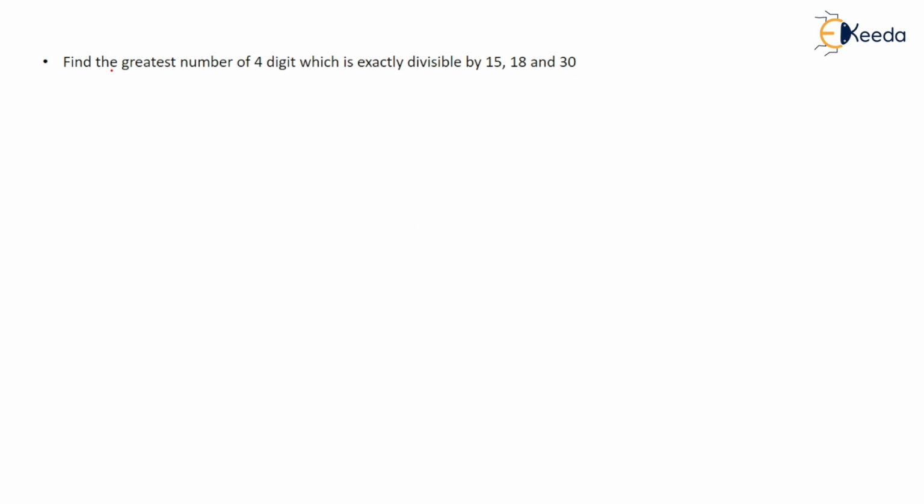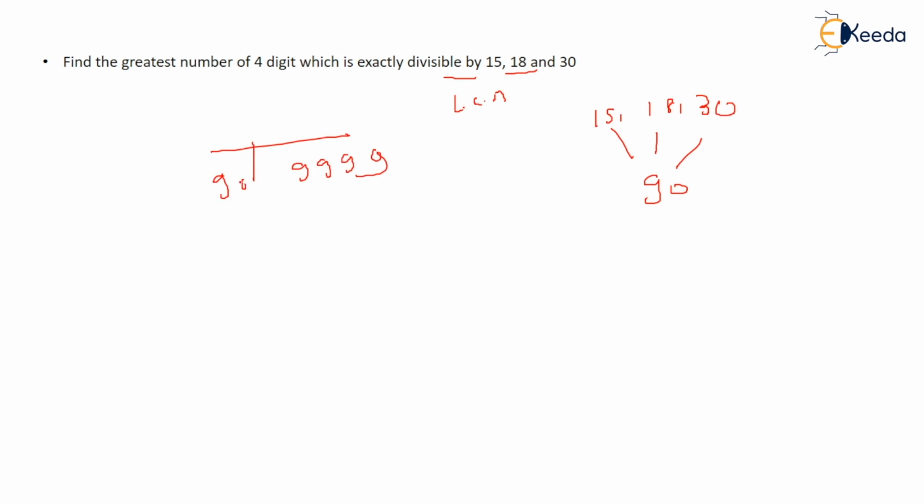So here is a question: find the greatest number of 4 digits which is exactly divisible by 15, 18 and 30. Divisible by means LCM. So you have to find the LCM of 15, 18 and 30. The number that comes to my mind which can divide all these three is 90, right? So 90, and we have to find the greatest number. The greatest 4-digit number is 9999, divided by 90. So it comes out to be 99, again 9 comes as a remainder.